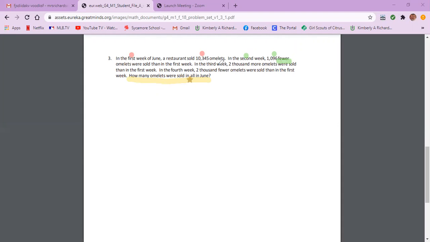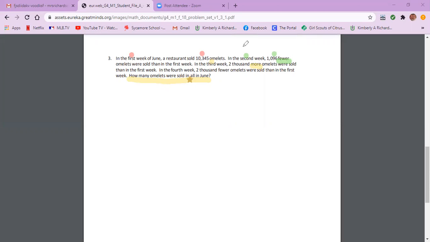In the third week, let's change colors. In the third week, 2,000 more omelets were sold than in the first week. So again, we're going back to this first week. So this first week is a very important number. All of our answers are going to be based on this. In the fourth week, 2,000 fewer omelets were sold than in the first week.